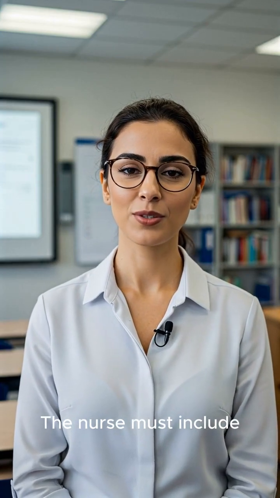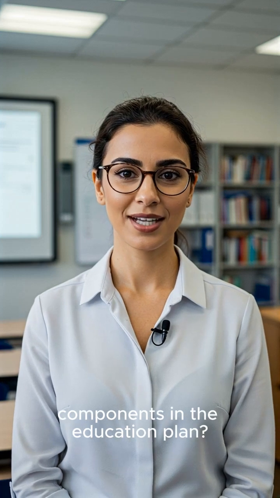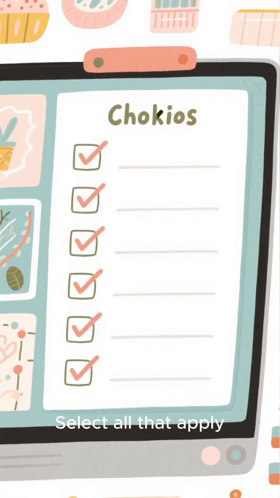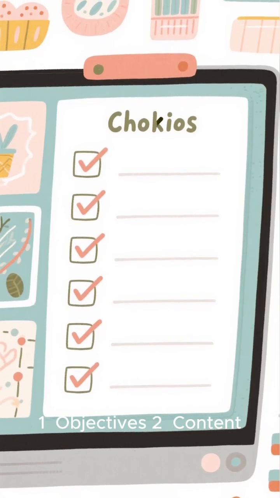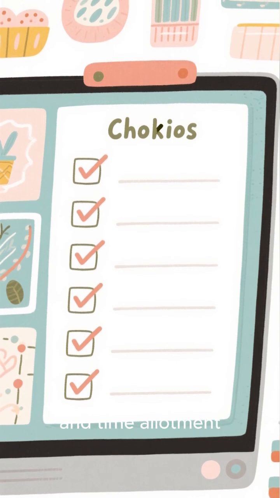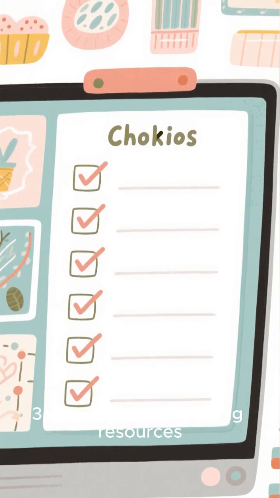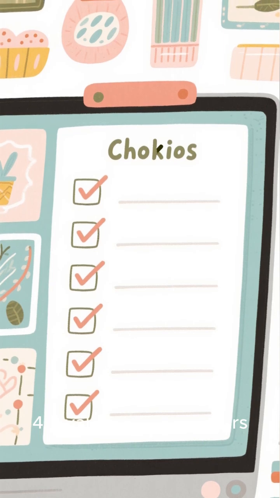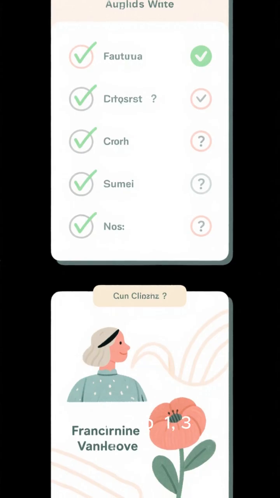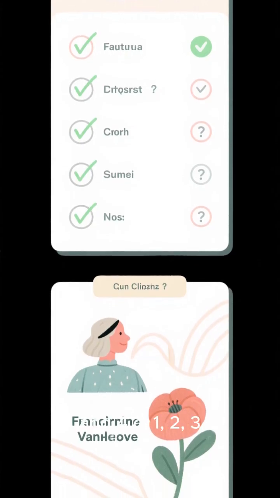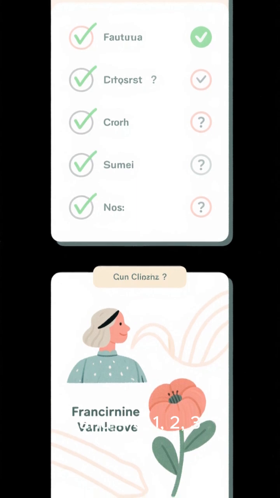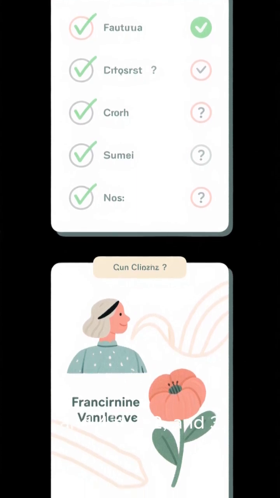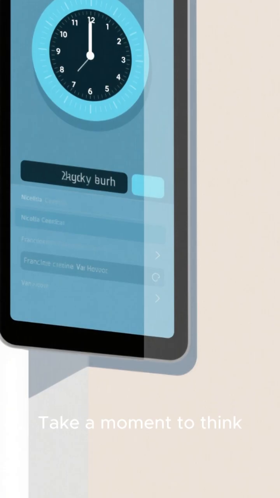The nurse must include which of the following components in the education plan? Select all that apply. 1. Objectives. 2. Content and time allotment. 3. Teaching and learning resources. 4. Evaluation parameters. Is it A, 2, 3 and 4, B, 1, 3 and 4, C, 1, 2, 3 and 4, D, 1, 2 and 3? Take a moment to think.